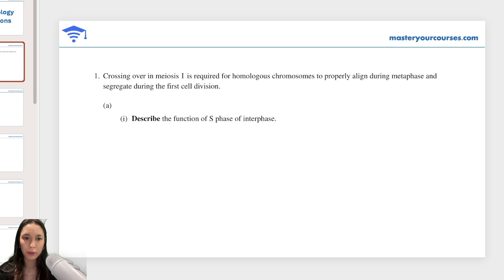Okay, so we're going to start off with number 1, which is one of the bigger questions. These are usually about 10 marks. Number 1 and number 2 should be about 10 marks. The other ones should be probably around 4 to 6 marks each.